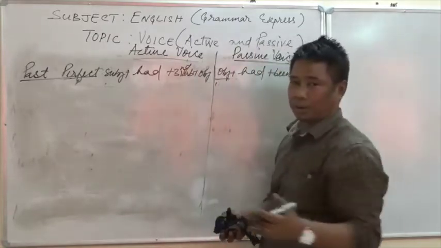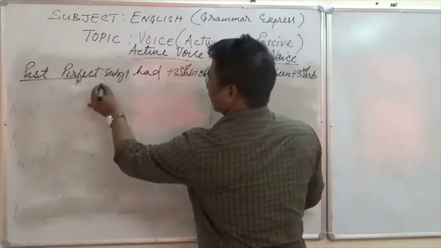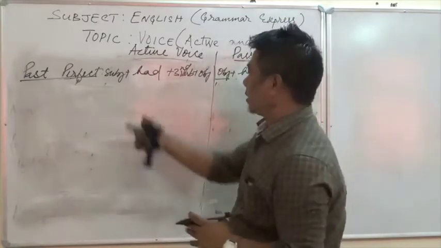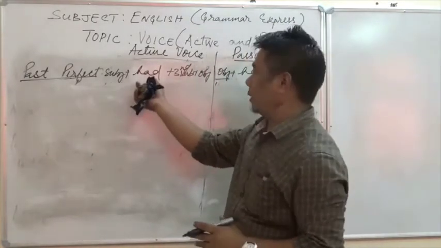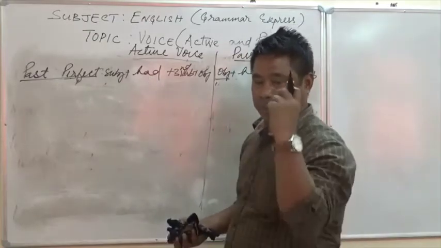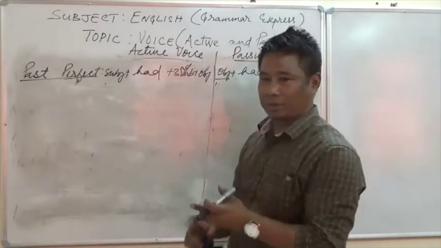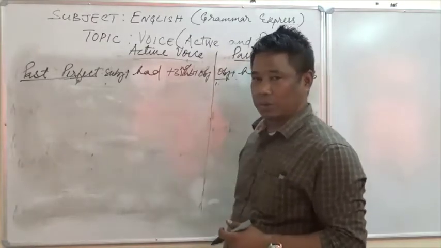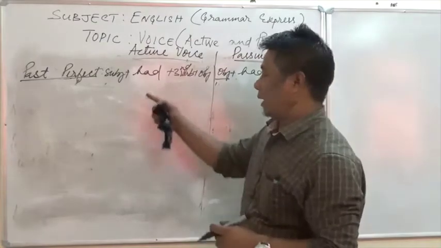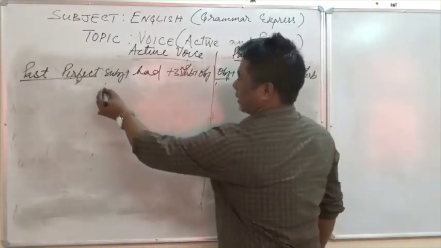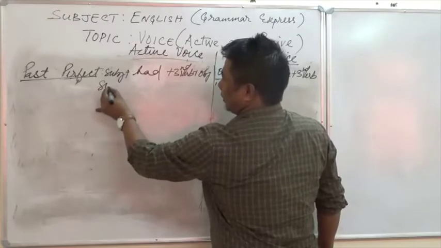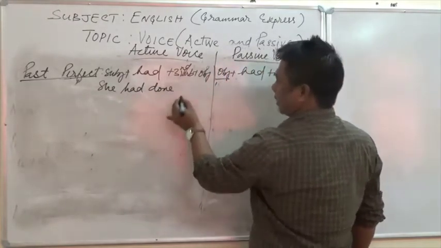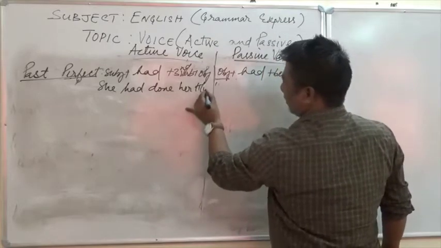Present perfect, past perfect. The subject plus had, while in present perfect tense we use has or have. In past perfect tense, we use had. So, she had done her homework. Okay, let's see.